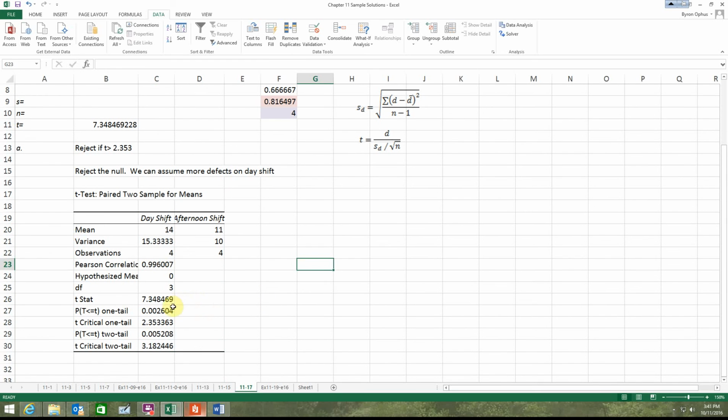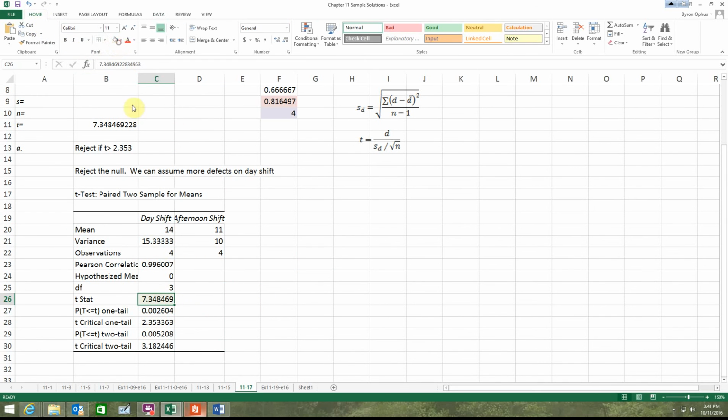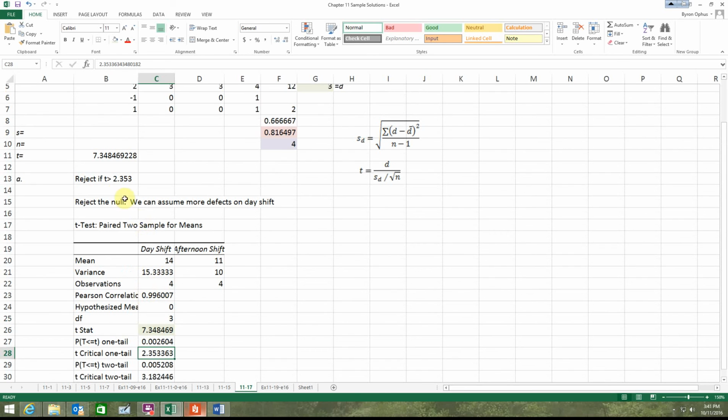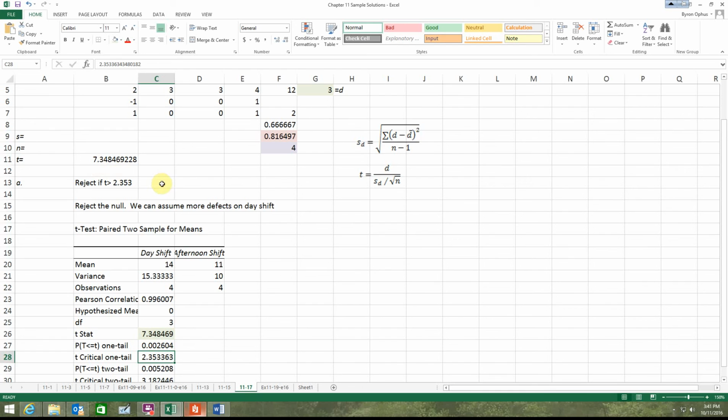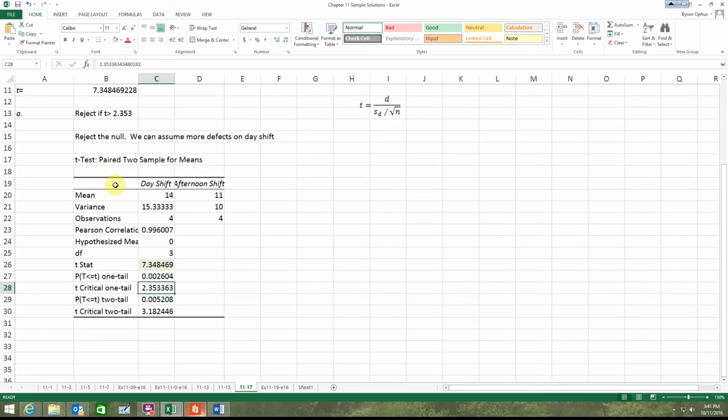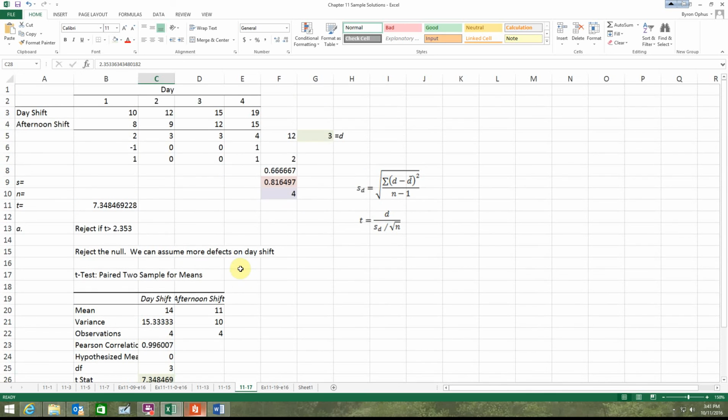So my calculated T-stat, is that the same? 3.48469. Oh, look at that. I haven't carried it out further. My critical T-stat for a one-tailed is that. And so I can say that it's definitely greater than, and I can again reject the null, and I can assume that yes, we have more defects.